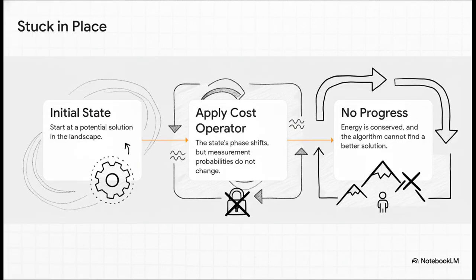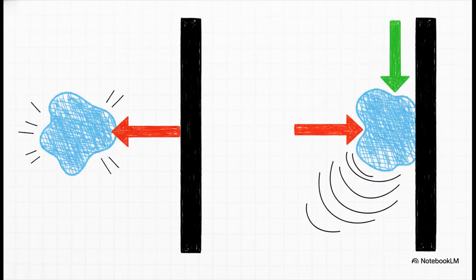Well, let's just imagine for a second what happens if we don't have an explorer. We start out at some random point on our map. We then apply the grader, the cost Hamiltonian. And all that happens is the state gets a little twist, a change in its phase. But the actual probability of finding yourself at that spot, it doesn't change one bit. You're just spinning in place. You're completely and utterly stuck. So how do we get unstuck?